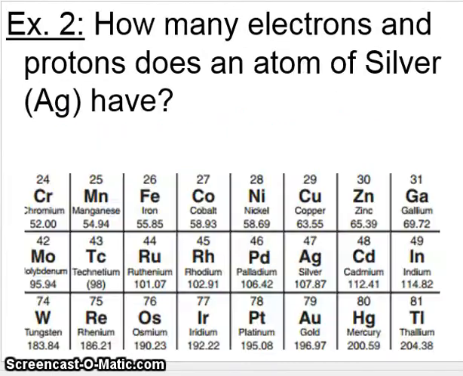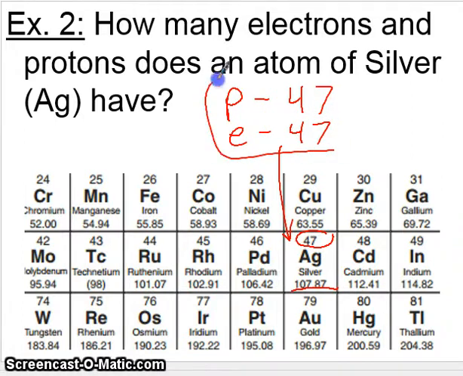So we can ask a question like this: how many electrons and protons does an atom of silver have? If you find silver on the periodic table, Ag is the symbol for silver, and 47 is the number above silver. This whole number is the atomic number. This is how many protons silver has. So silver has 47 protons. Electrons is the same as protons for an atom, because atoms are neutral. So you'll also have 47 electrons. So pretty simple answer. Nothing mysterious here.